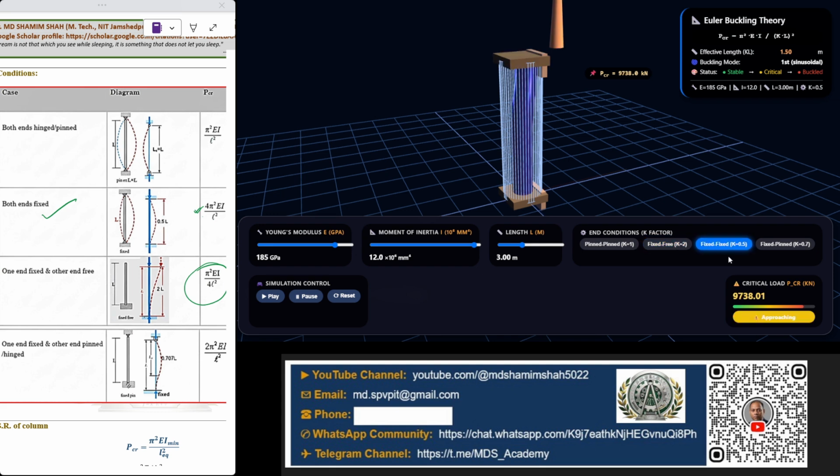Now the next one is fixed. See, very large buckling. Fixed-pinned, the fourth case. So that's all about the buckling of a column.